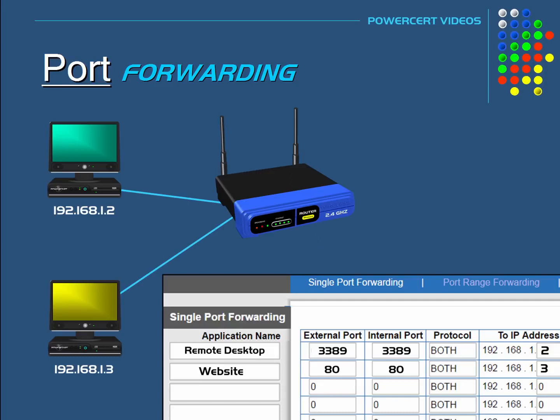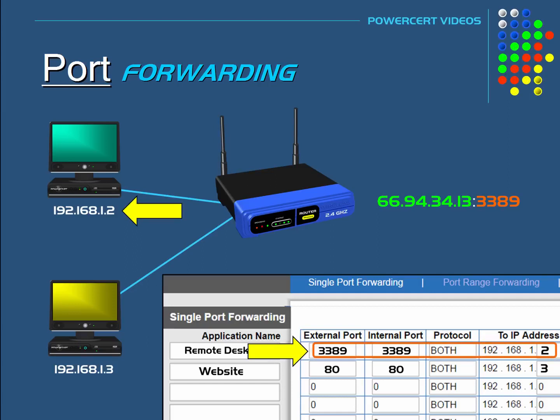Now this works very similar in a network. In a network, the router is contacted with an IP address along with a port number. The router will look at the port number and send or forward the request to the internal IP address that the port has been configured to.